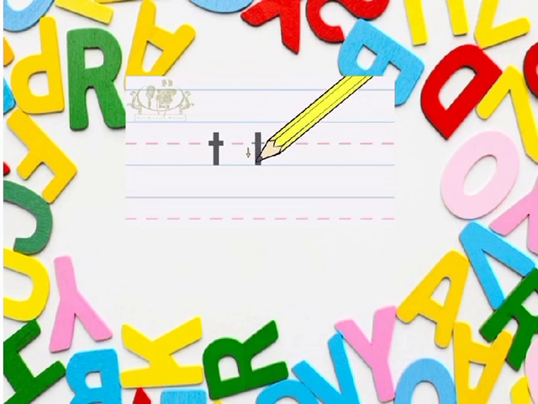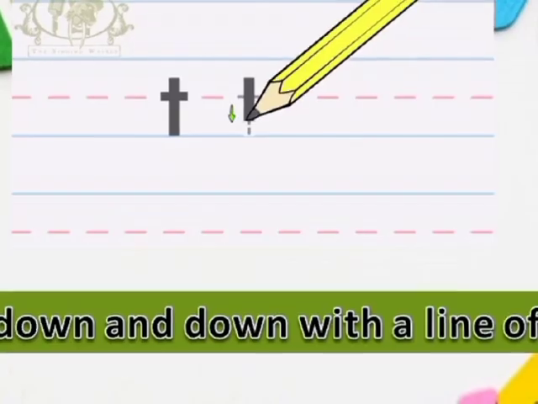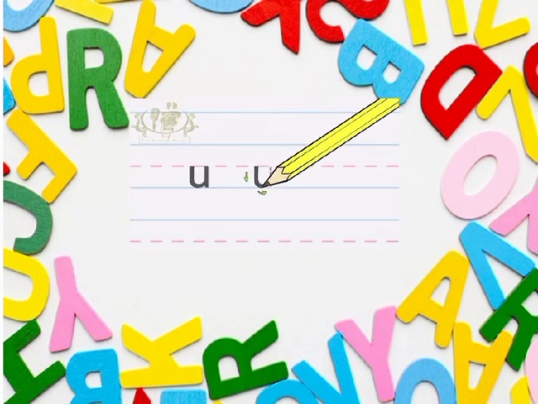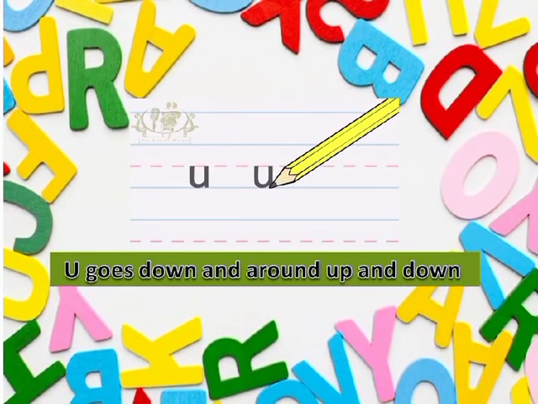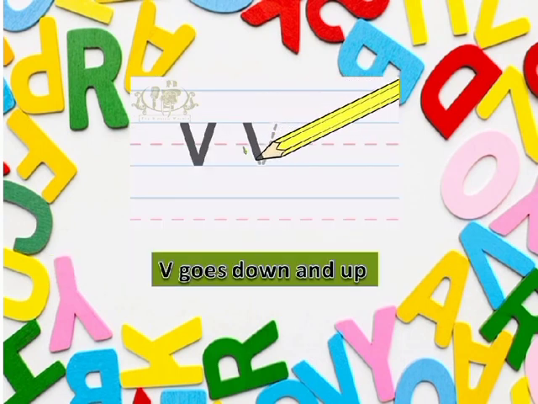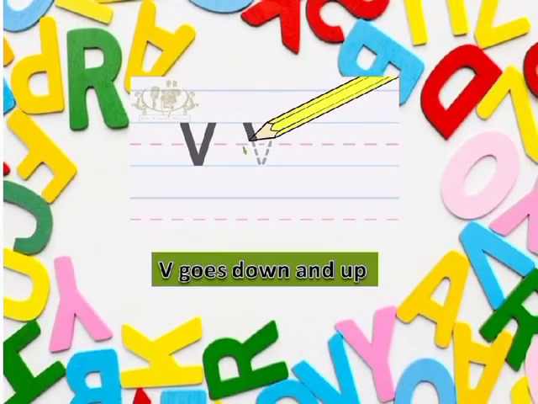T. T goes down and down with a line of cross. T. A. A goes down and around, up and down. A. V. V goes down and up. V.